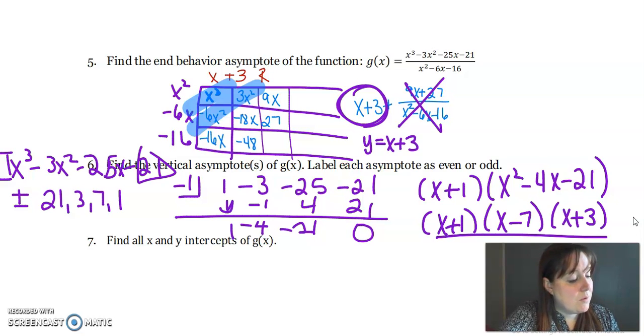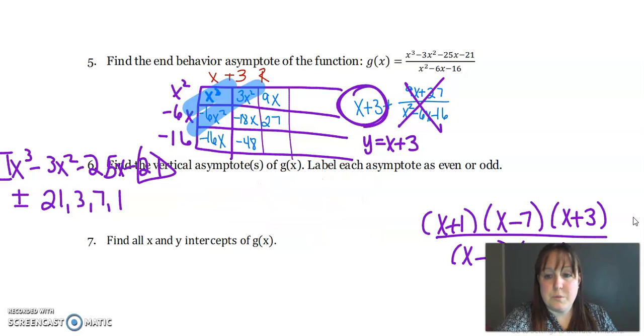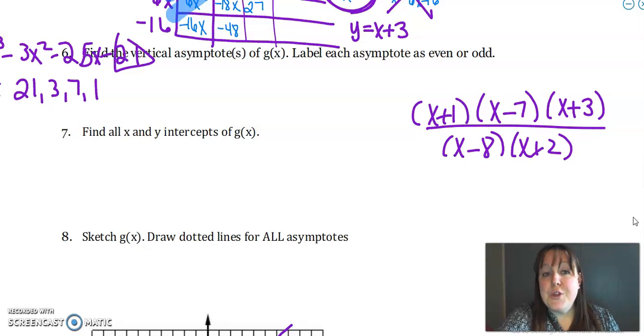And then on the bottom, we're going to factor that as x minus 8 and x plus 2. Okay, so here is our factored form. I'm just going to go ahead and erase this so it's cleaner. There you go. This is our factored form.